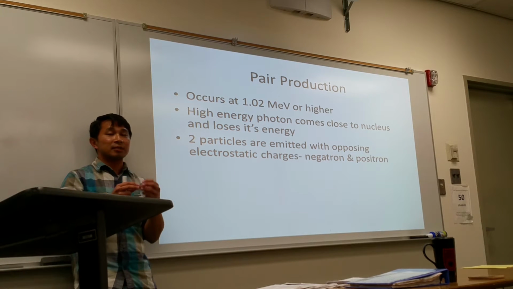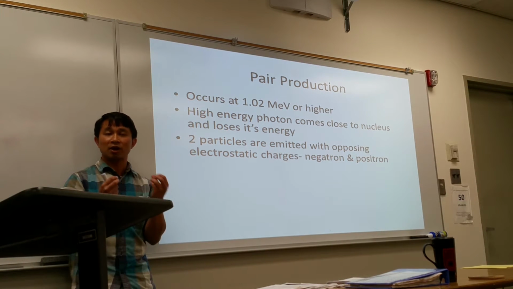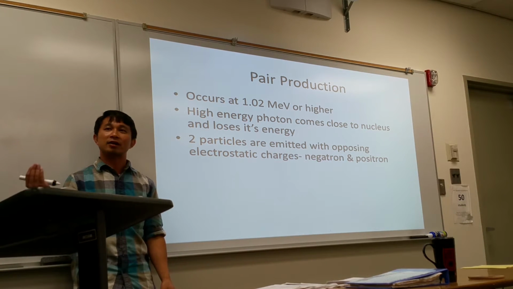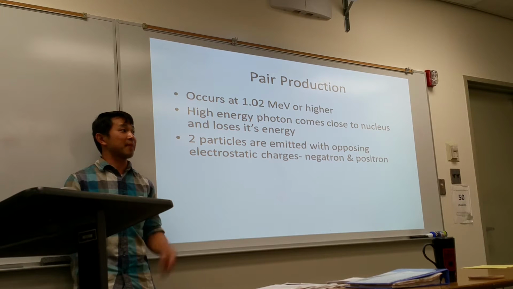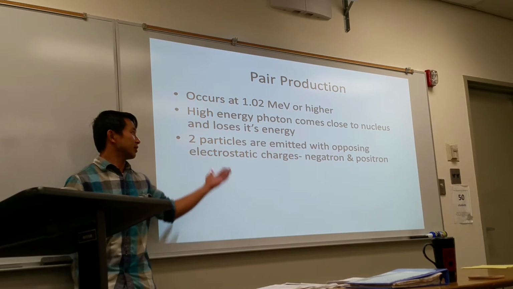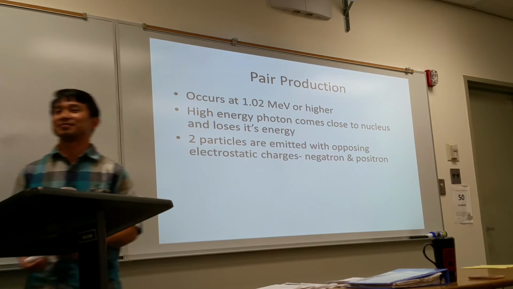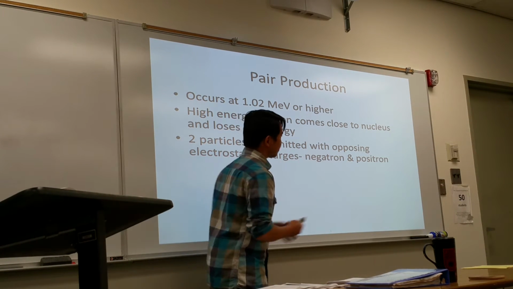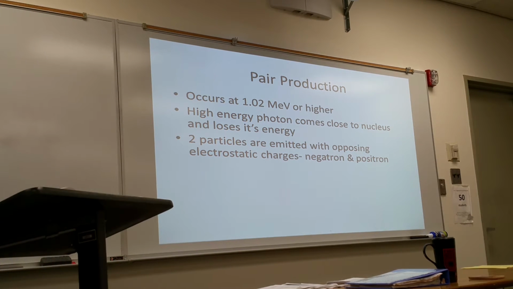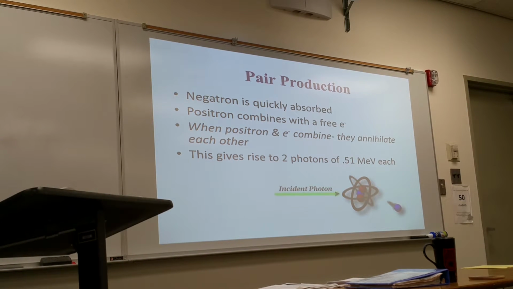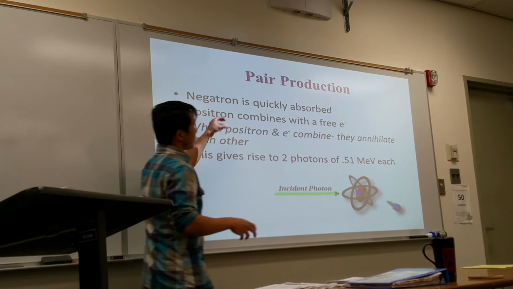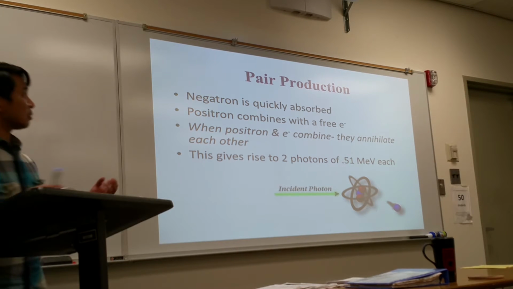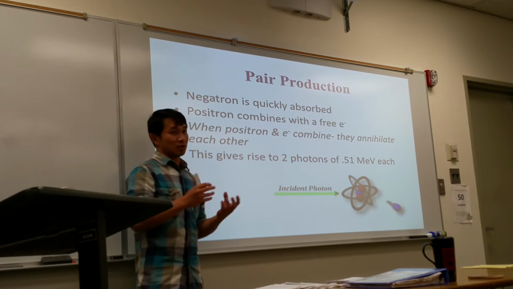This losing of energy then produces two types of electrostatic charges. One is a negatron and one is a positron. In regular physics class, it normally refers to matter and antimatter. But in this class, we call it negatron and positron. I don't know why. Negatron means negative charge and positron is positive charge. And these two types of charges interact. The negatron actually is absorbed very fast into the atoms. The positron then interacts with the other electrons.